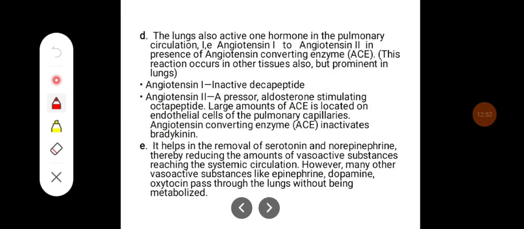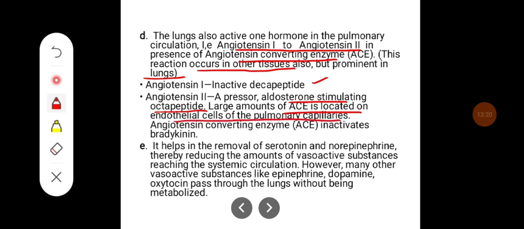The lungs activate one hormone in the pulmonary circulation, that is angiotensin 1 to angiotensin 2, in the presence of angiotensin converting enzyme. This reaction occurs in the tissues also but is prominent in the lungs. Note that angiotensin 1 is an inactive decapeptide, while angiotensin 2 is a pressor, aldosterone stimulating octapeptide. Large amounts of angiotensin converting enzyme are located on the endothelial cells of pulmonary capillaries.